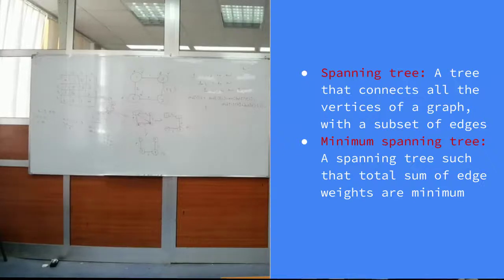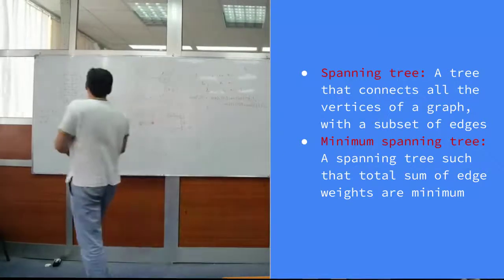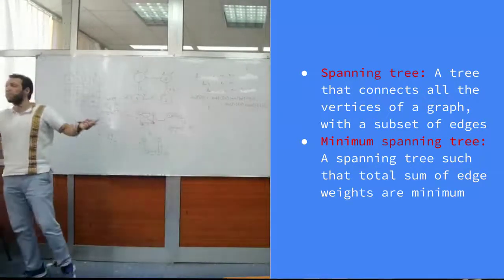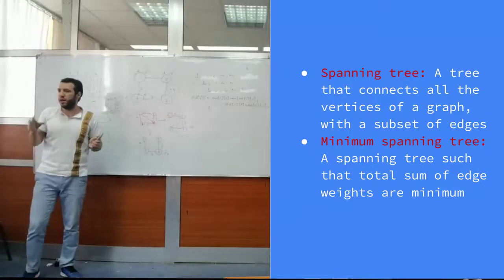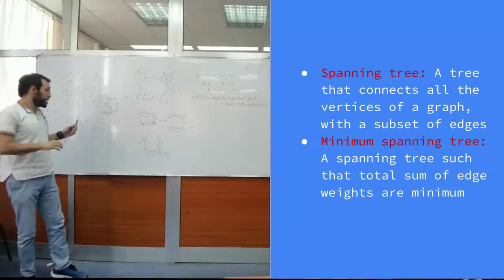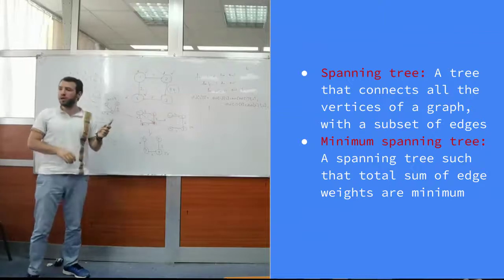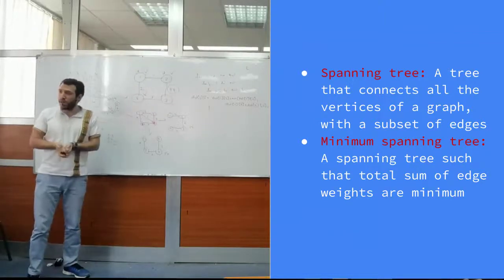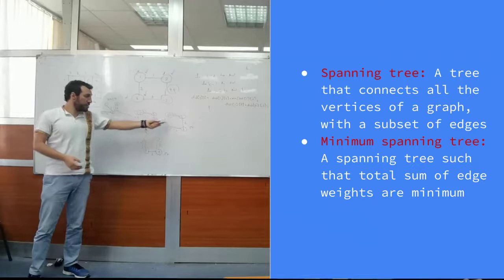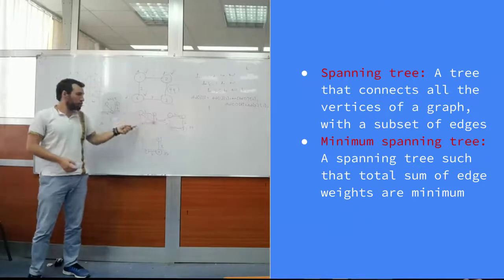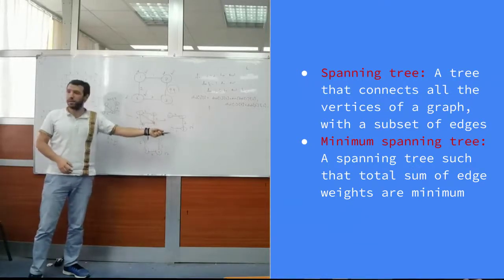So now let's take a look. It doesn't say anything about you can remove these edges or you don't have to remove those edges. No, there is no such thing. Focus on the definition. It has to include all the nodes, it has to connect all the nodes, and it has to be a tree. So it's a spanning tree. It has all the nodes, right? We have 4 nodes and they are all connected.